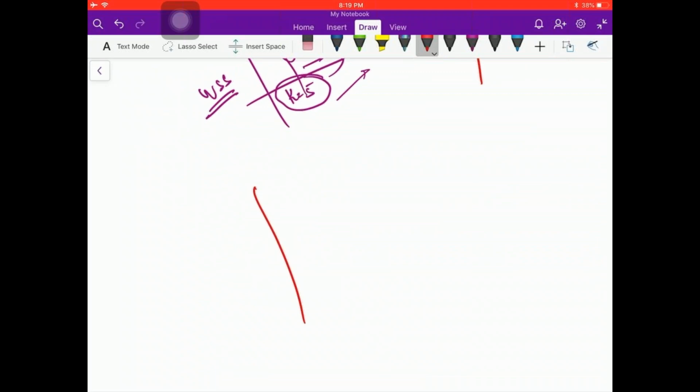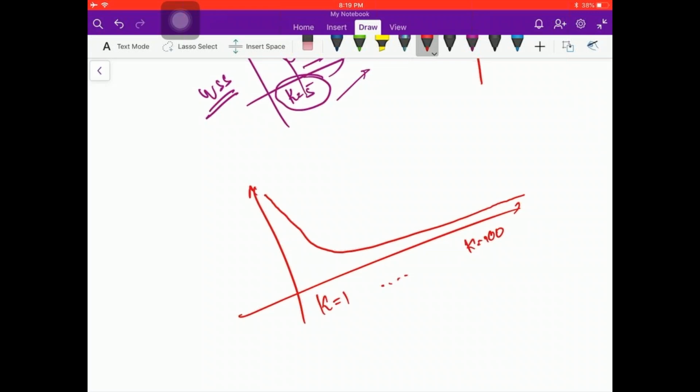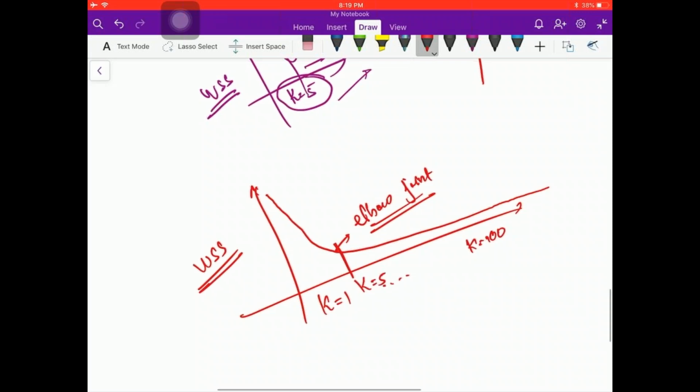So what I was trying to say is, as you go on increasing your number of clusters, you are bound to decrease your within sum of squares, right? It will try to slowly merge. But how will you find the optimal number of clusters? So this is called an elbow joint. Every typical cluster problem will have this kind of elbow joint. This is the WSS, within sum of squares. So let's say at k equal to 5, the elbow joint comes.